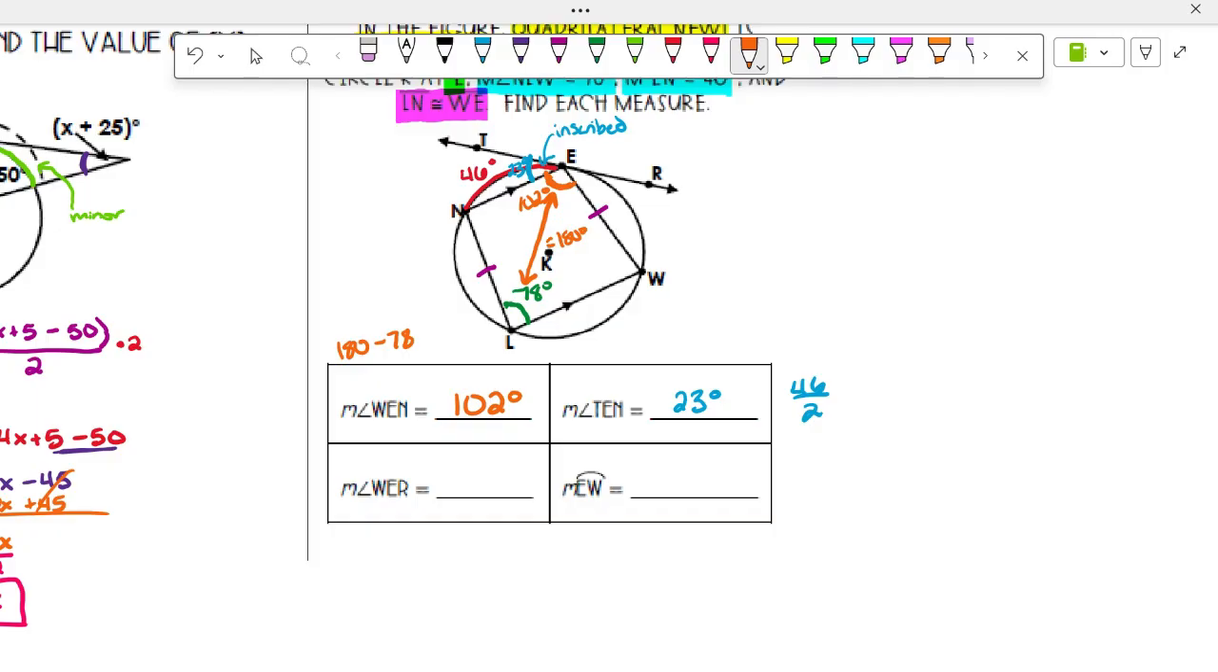Another thing to note is arc EW. So this arc right here. Now, this one's going to take a little thinking. So how I would look at it is that it's kind of a piece of a whole. All right. So if we think about this carefully, do you guys see a bigger scoop of ice cream that EW may be a part of that's connected to a cone with an angle?